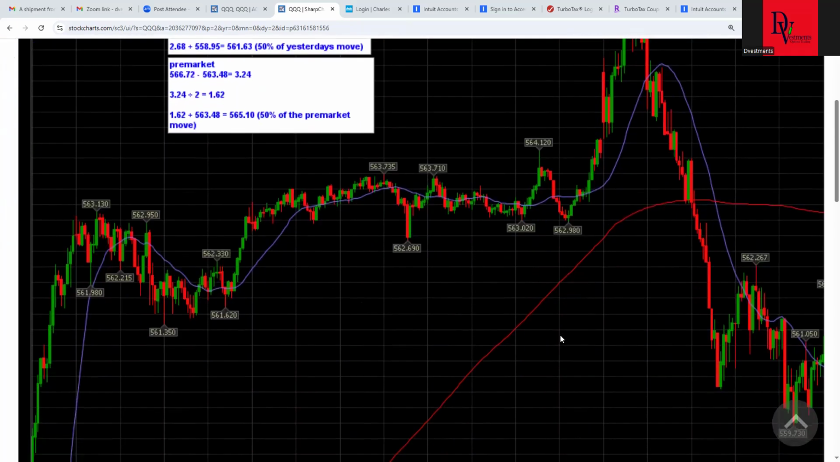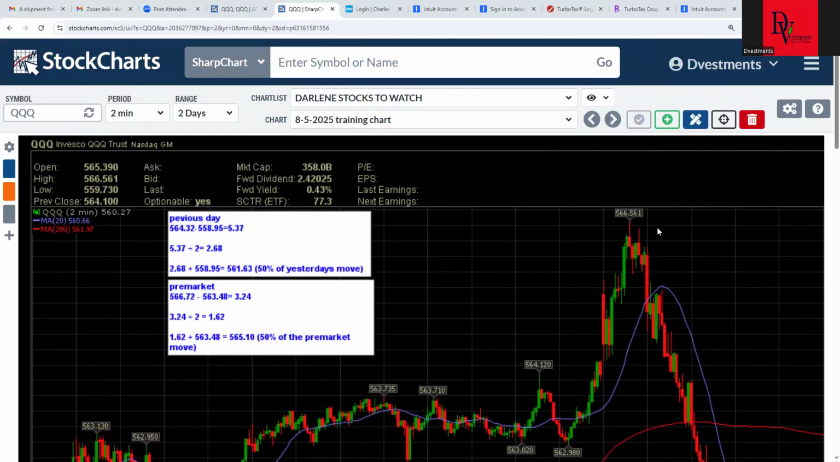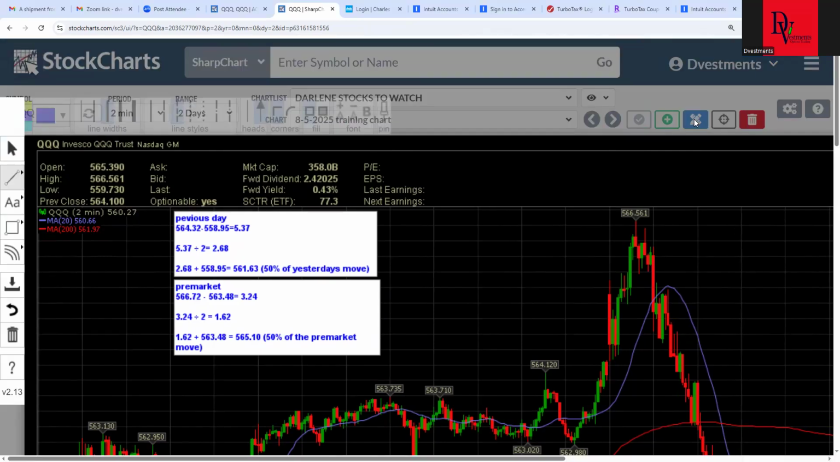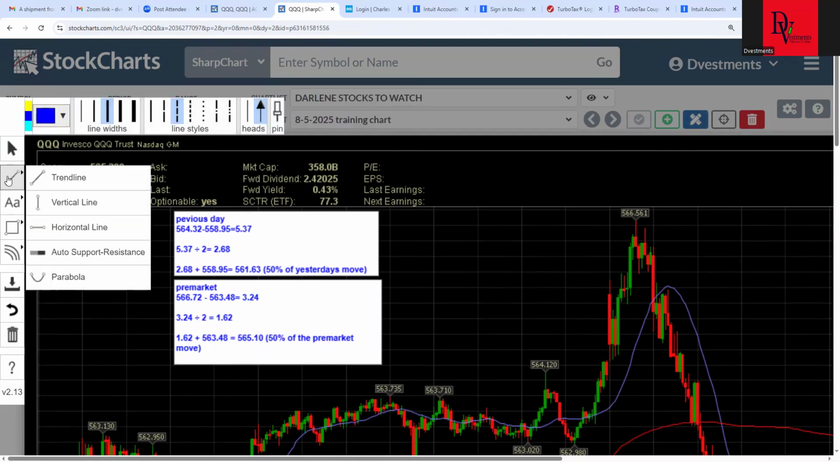So I'm just going to go down and I am going to put those lines on my chart. I'm going to hit my annotate up here, which looks like two pencils. I'm going to go to my lines. These are your lines. If you click on that, it'll give you trend line, vertical line, horizontal line. We're going to go with the horizontal line.